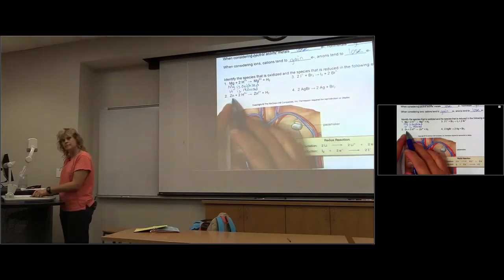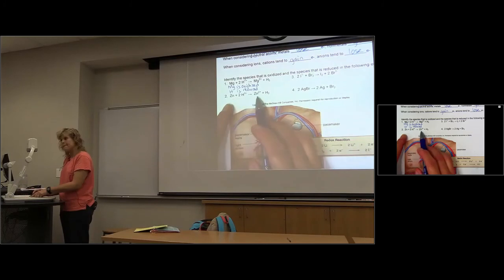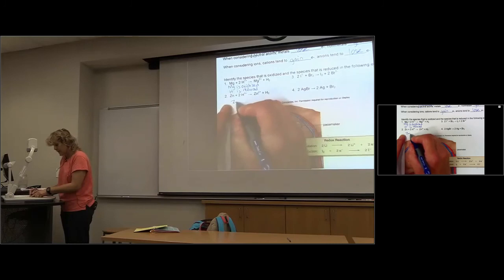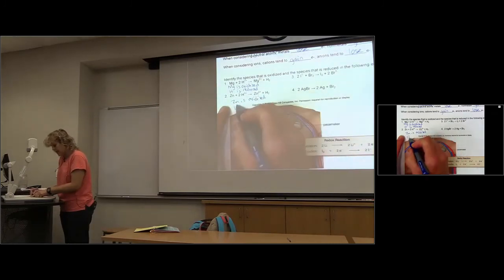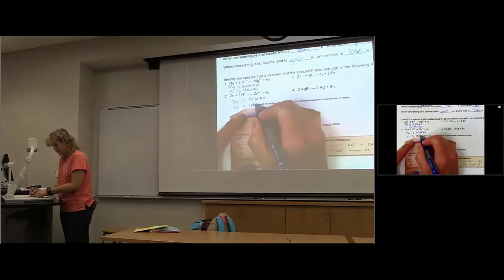Zinc to zinc +2. Zinc is oxidized. Hydrogen is reduced.